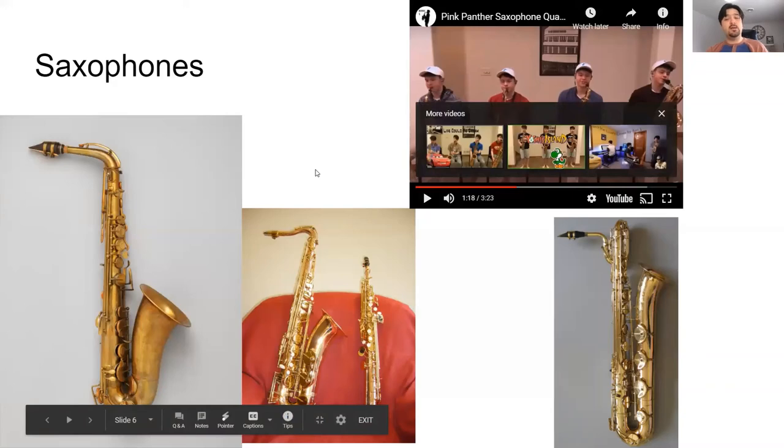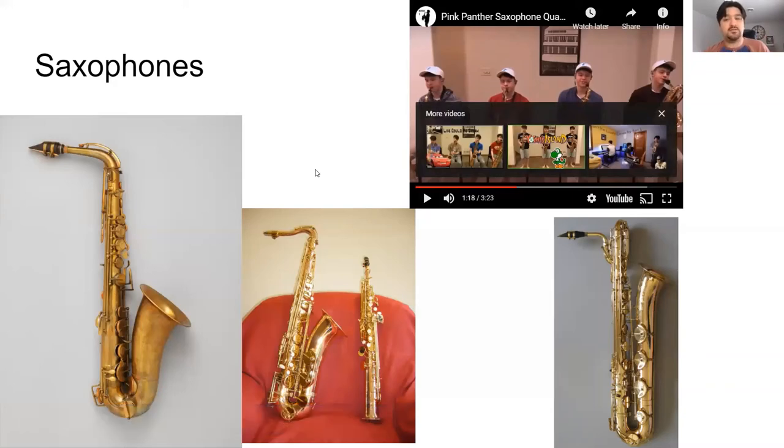Put the pause right there, but then you can hear those were all the saxophones. We had the two altos on the left, the tenor kind of in the middle, and then the baritone was the big one on the right. And then we were playing the Pink Panther theme, which I hope you've all heard before. If not, you just did.